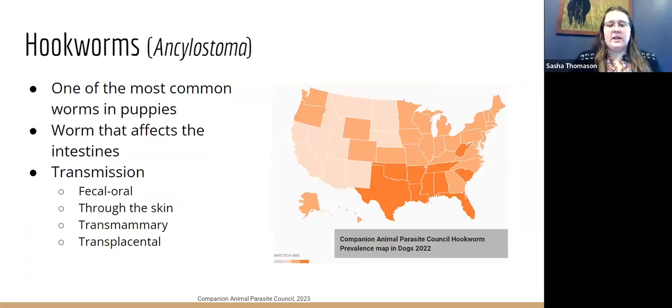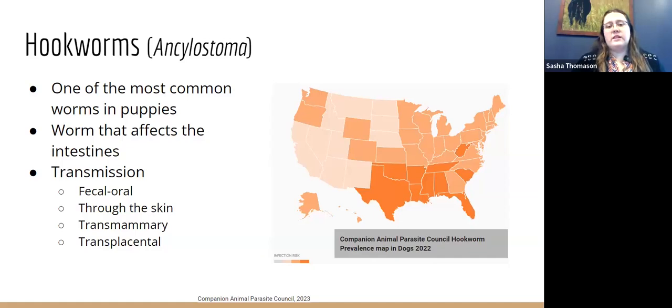So over here on the right, you see a prevalence map from the Companion Animal Parasite Council for hookworms in dogs from last year. So the darker the orange color, the higher the infection risk. And these are fecal samples that were submitted to the lab. So this does not include any samples that were run in-house that didn't get sent in. So this is just the ones that were submitted to the lab. And as you can see, Kansas is in a pretty high risk, not the highest risk like the South, but it is up there in its transmission risk.